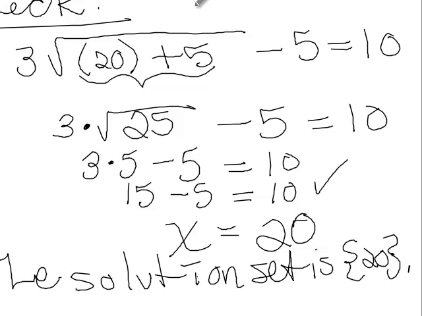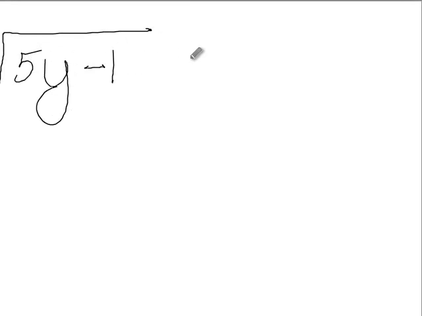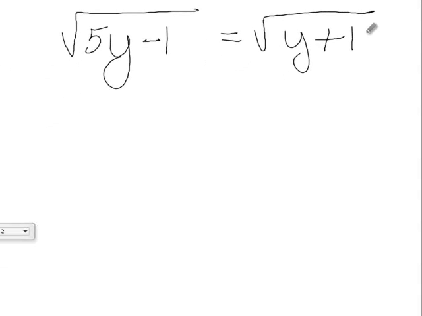Now let's take a look at one more of these. This one here is going to be slightly different than what we just saw. So what we're going to have here is something where you actually have a radical on both sides of the equation. So for instance, we might have the square root of 5y minus 1 equaling the square root of y plus 1. Notice that there's two square roots, but both square roots are actually by themselves already. So we can actually go straight into squaring both sides in order to make the radicals go away.